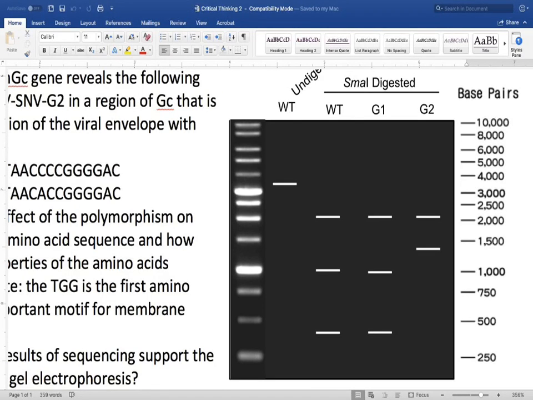What's going on? Cream right there. So in this particular problem, we're cutting with SmaI. How many bands do we get for the wild type? 3. Okay. Sizes? 2,200, 1,000, and 400. Works for me.